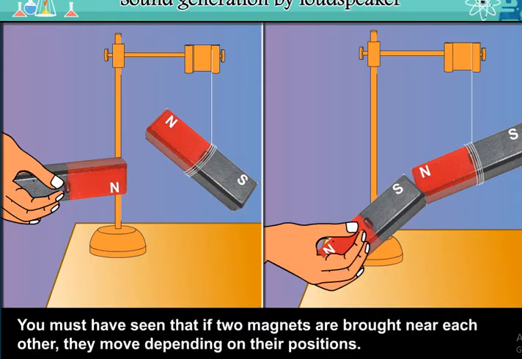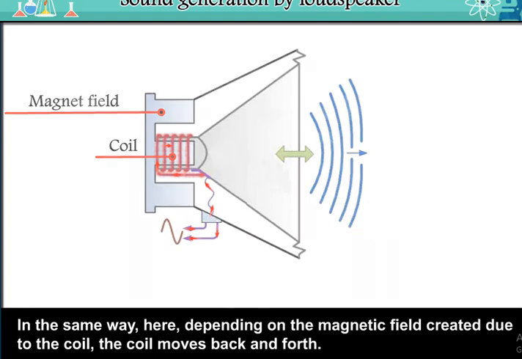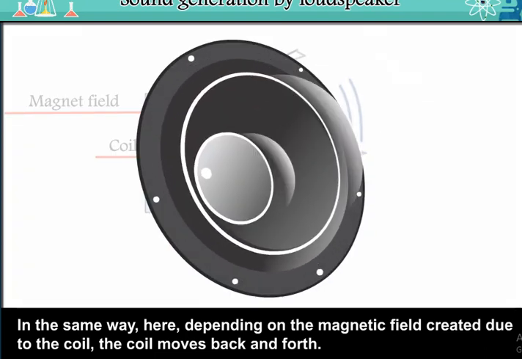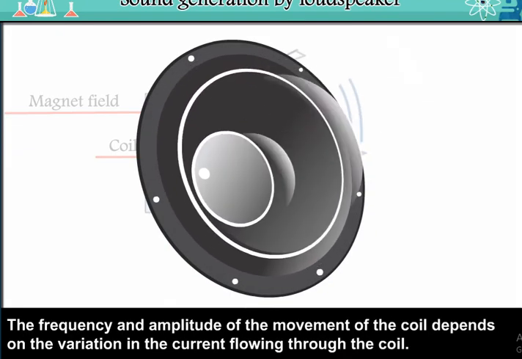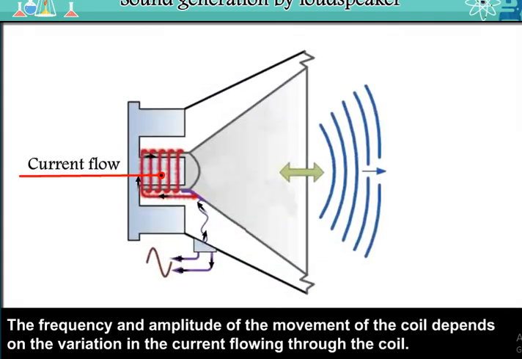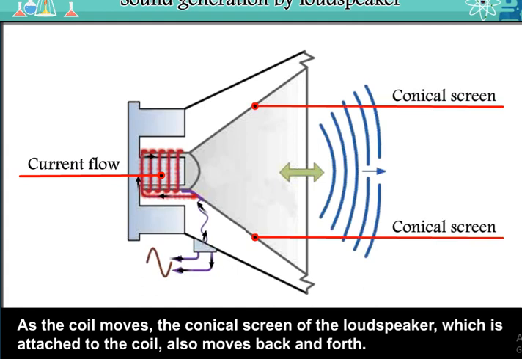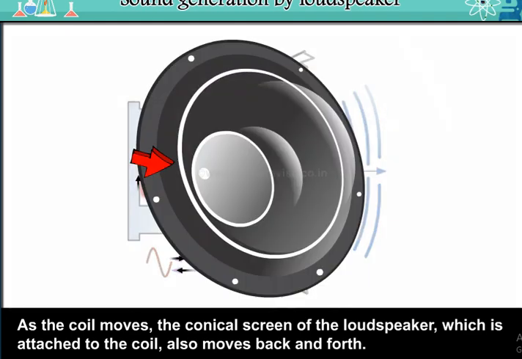You must have seen that if 2 magnets are brought near each other, they move depending on their positions. In the same way, here, depending on the magnetic field created, the coil moves back and forth. The frequency and amplitude of the movement of the coil depend on the variation in the current flowing through the coil. As the coil moves, the conical screen of the loudspeaker, which is attached to the coil, also moves back and forth.